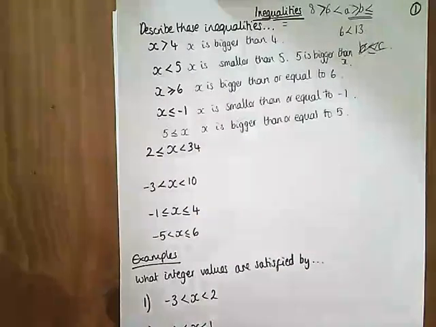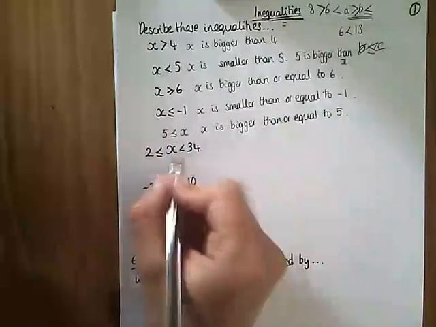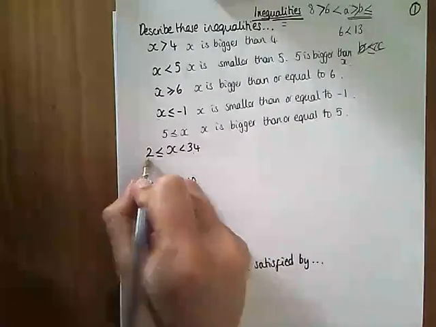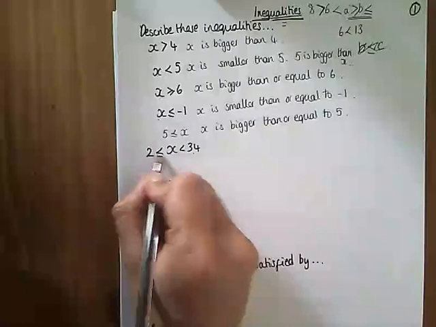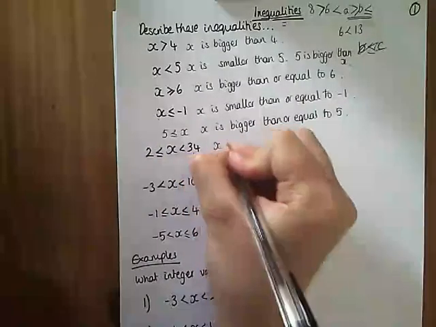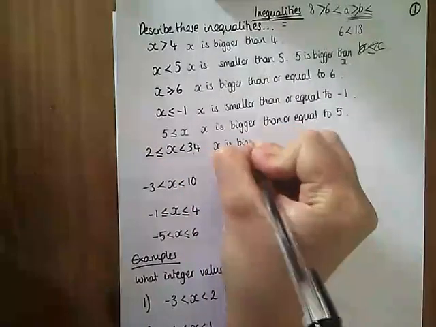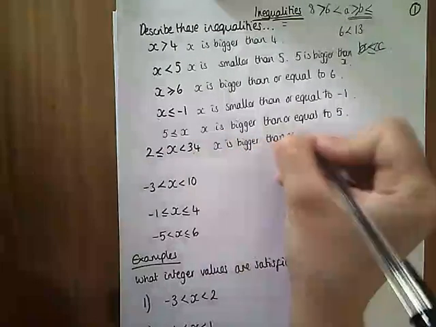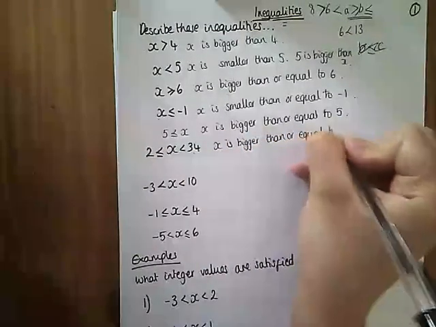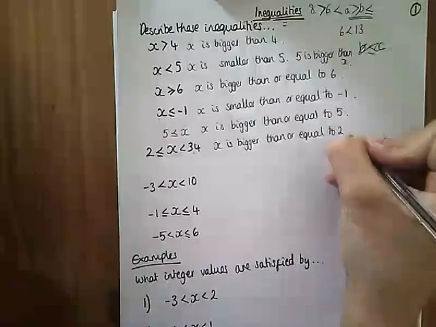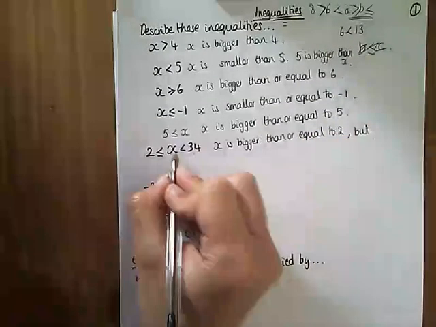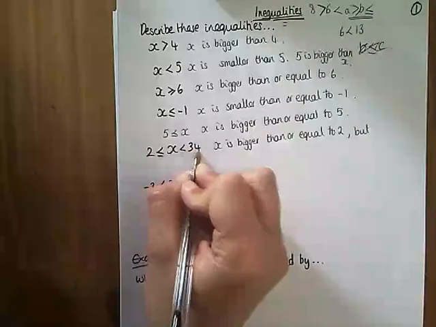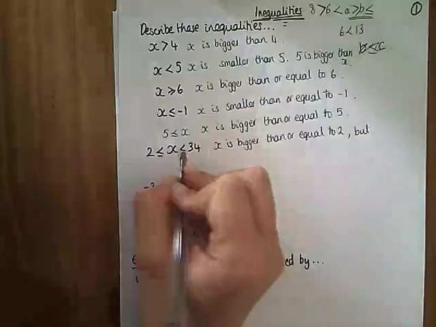Right, now we look at these ones. These are double-ended inequalities. So we've got an x in the middle, we've got a 2 and a 34 either side. So x is being eaten by this crocodile, so we can say that x is bigger than or equal to 2, because it's got that line underneath. But x is not being eaten by this crocodile because that crocodile's eating the 34, so the x must be smaller than 34.